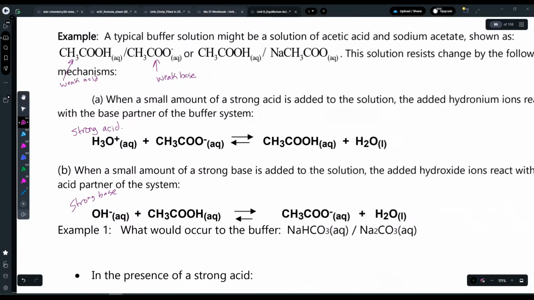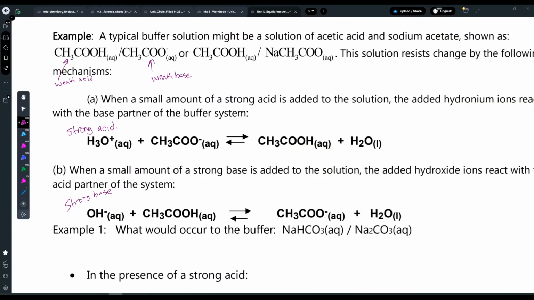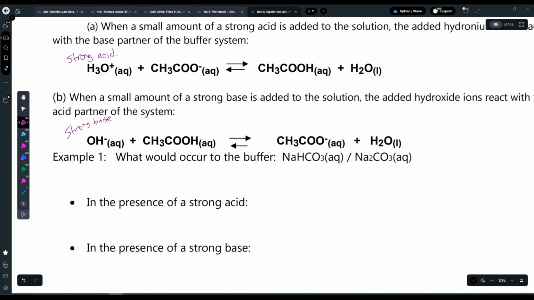The main idea here is that the strong acid is going to react with the weak base from the buffer, and the strong base, so the hydroxide ions from the strong base, are going to react with the weak acid in the buffer solution in order to prevent that change or to resist changes in pH. So let's look at our first example here.